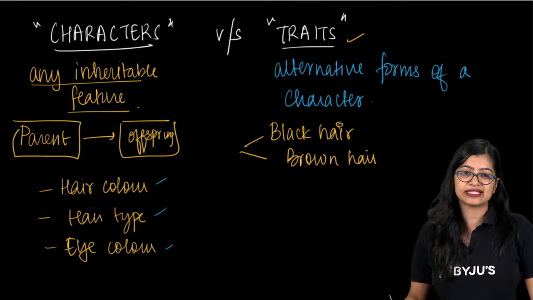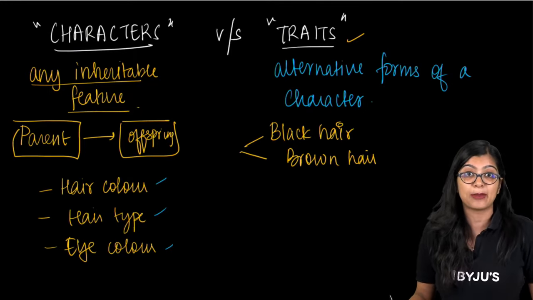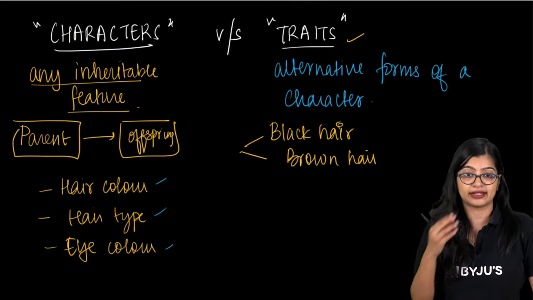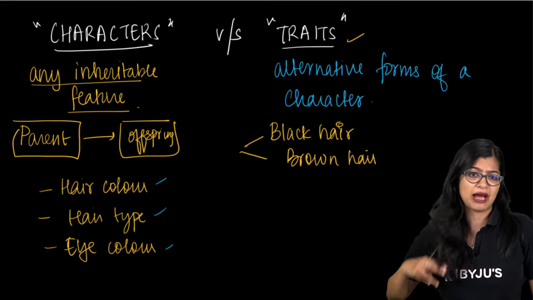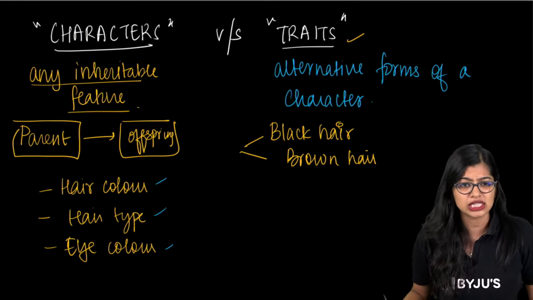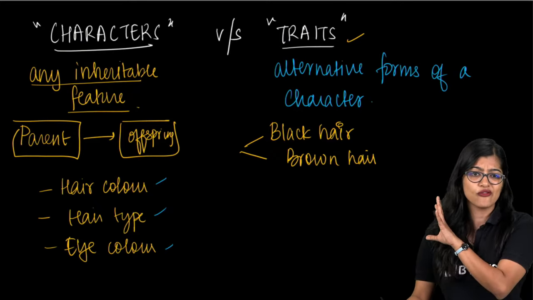So traits are basically subparts. No, don't say subparts. They are alternative forms of a character, which can even be changed, ma'am. Makil, can you be a little more clear about the question? It's a little vague. So are we clear so far?